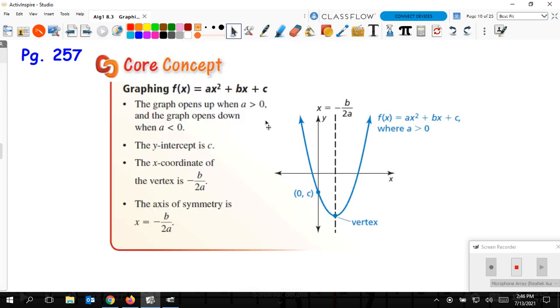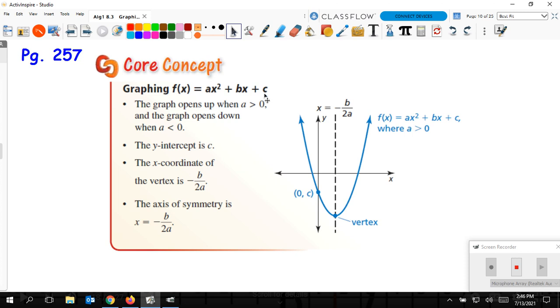All right, as we get into our core concept on page 257 in your journal book, we'll see a few things here on graphing in this form where we have all three terms. We have a trinomial, so we have the ax squared part, which makes it a quadratic. The x squared part, the highest degree here, is a 2, so that makes it a quadratic. But then everything else after this, we have a bx term and a c term, a constant term.